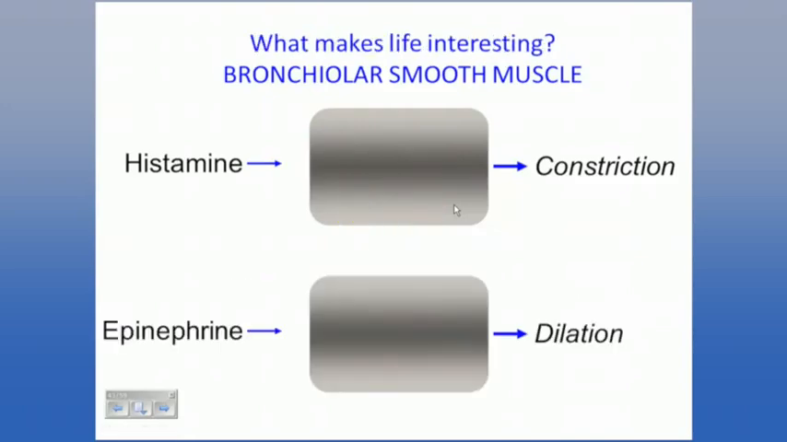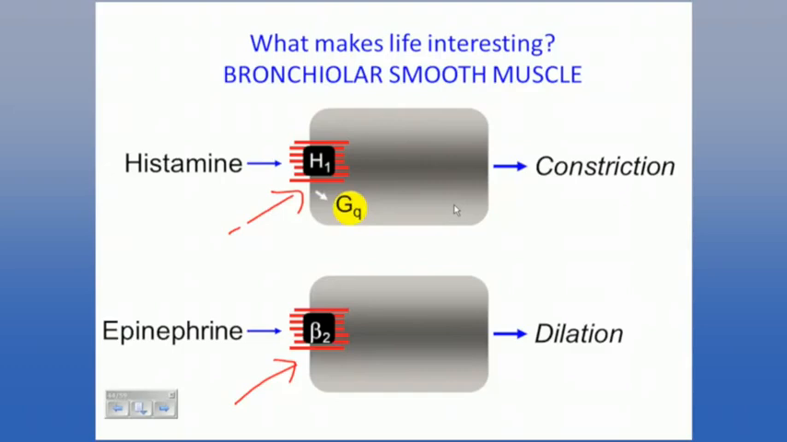So this, in reality, is what makes life interesting. I've shown you two examples, and let's look at those side by side with each other. The first example I showed you was epinephrine binding to the beta-2 receptor. The latter example I showed you was histamine binding to the H1 receptor. These receptors coexist on bronchiolar smooth muscle. However, activation of these two receptors brings about contrasting action.